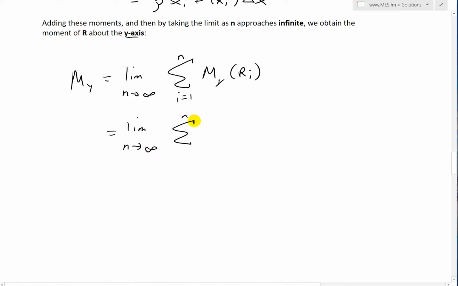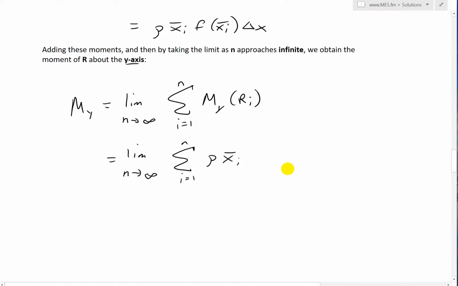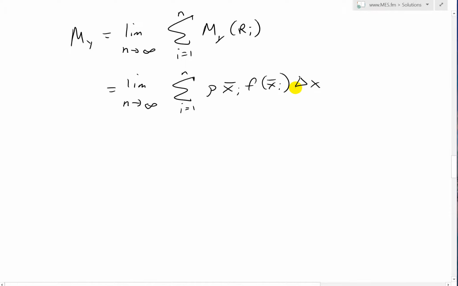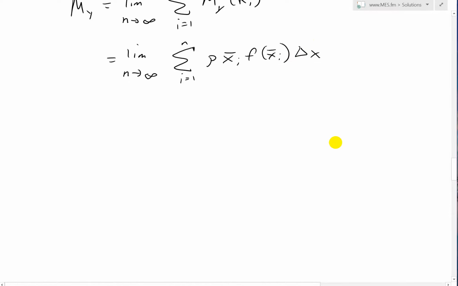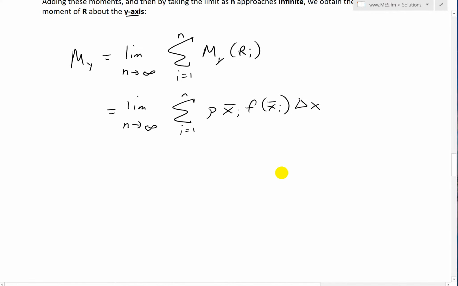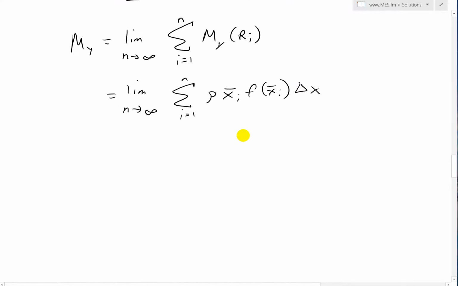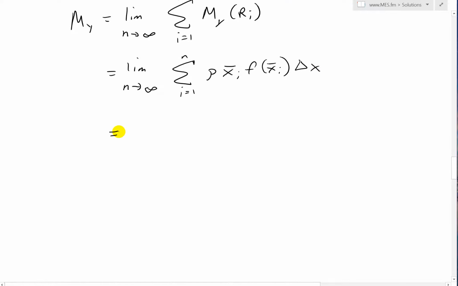N, i equals 1. Now we have rho xi center line f of xi delta x. And again, when you sum this all up, we get an integral. This by definition is a Riemann sum. And when you sum it up like this, we have infinitely many subsections. So then this delta x will be infinitely small. So we get this equals an integral.